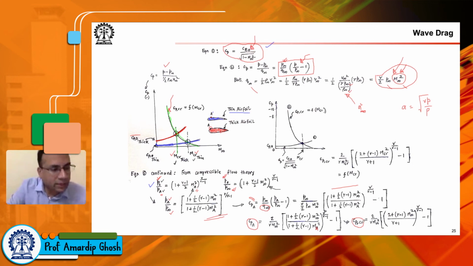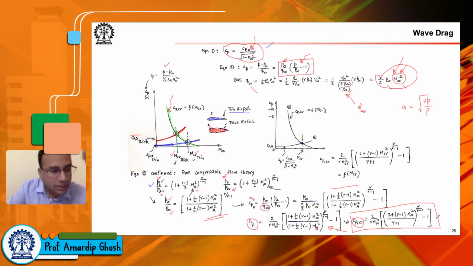So we just say Cp critical is nothing but the same expression here, but instead of MA, we will plug in MA equal to 1. So this one follows from this expression with MA set to 1. Okay, so you have reached sonic conditions. So then Cp critical is given by this expression.